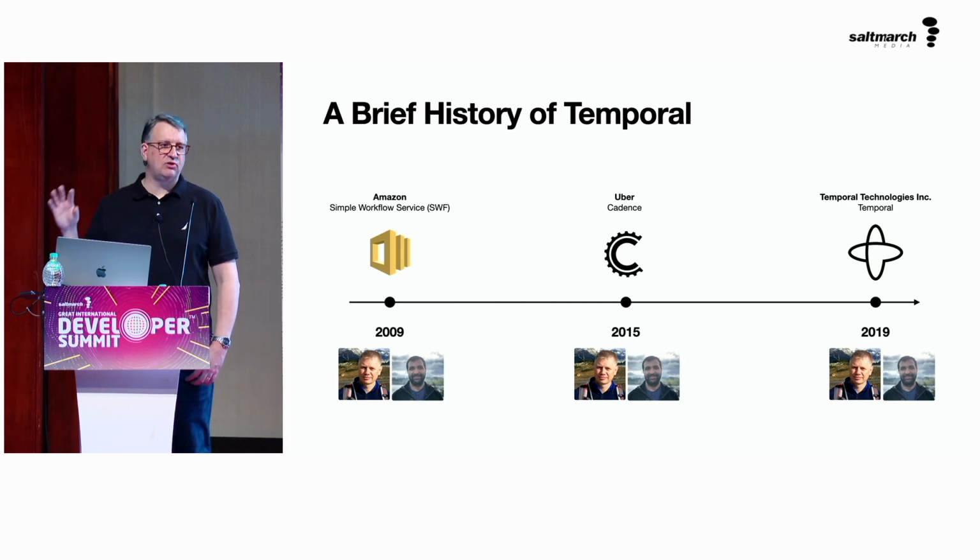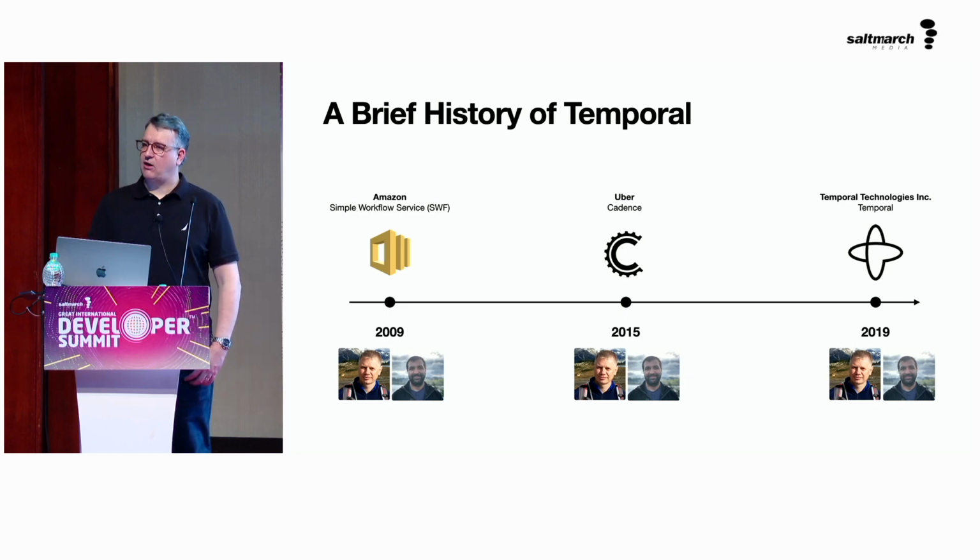Temporal was started in 2019, but it actually traces its history back several years. In 2015, we had 2 engineers, Maxime Khativ and Samer Abbas. They were engineers working at Uber. They're the founders of Temporal, but they were working at Uber. Uber had moved from a monolithic application to microservices, and so they have these problems of orchestration like I was talking about before. So they built a system to try to improve that situation.